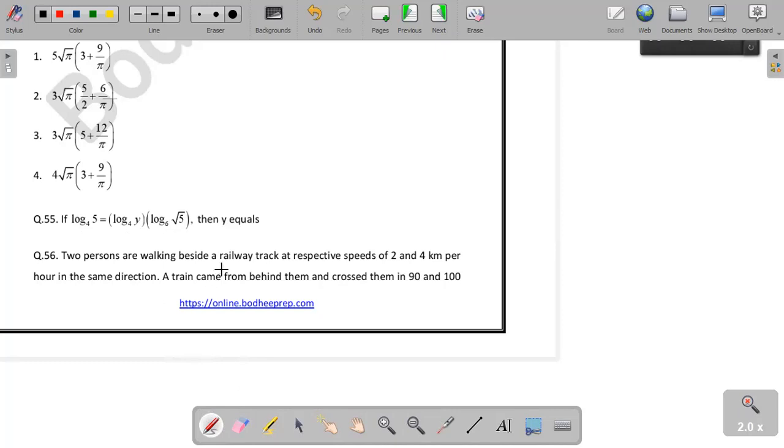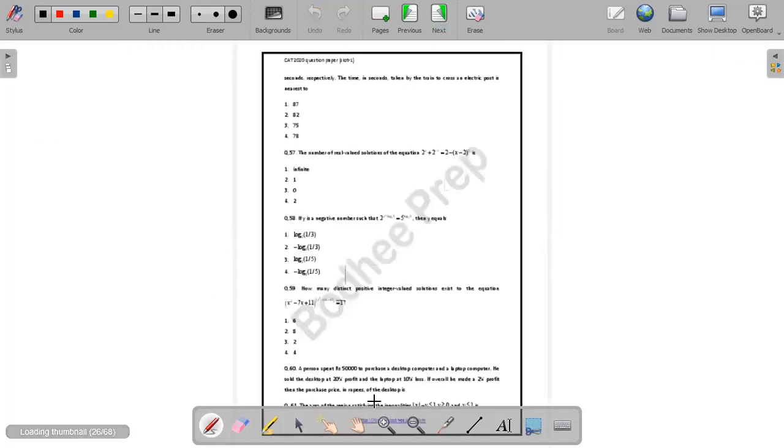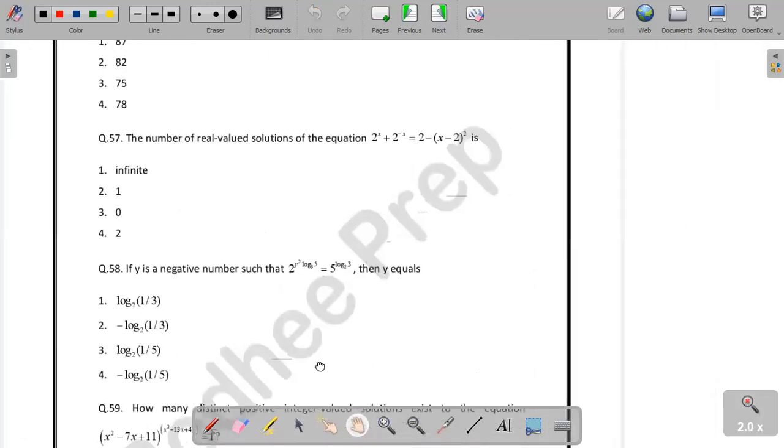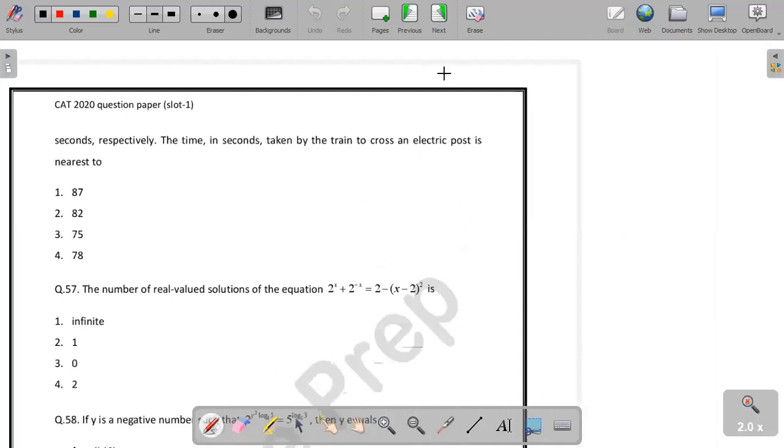So two persons are walking beside a railway track at respective speeds of 2 and 4. A train came from behind and crossed them in 90 and 100 seconds, respectively. Okay, 2 and 4 kilometers per hour. We have to first convert the 2 and 4. If I convert 2, that is 5 by 18, so the first student is walking at the speed of 5 by 9, and the second is just double that, that is 10 by 9.